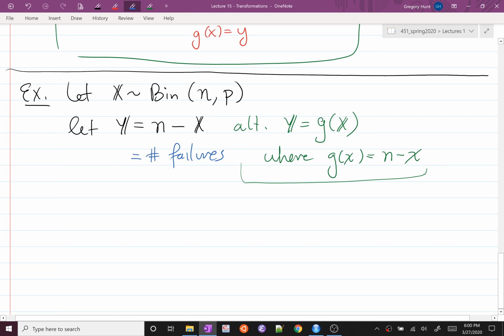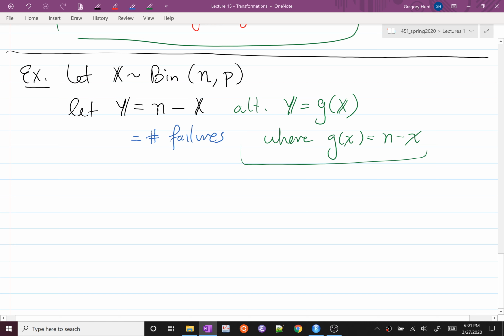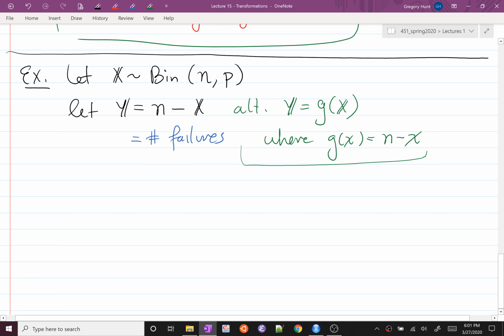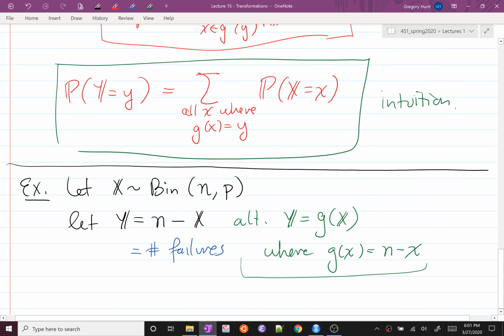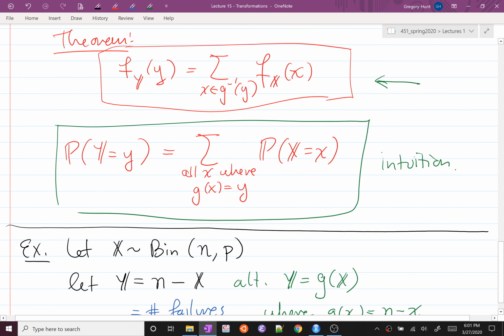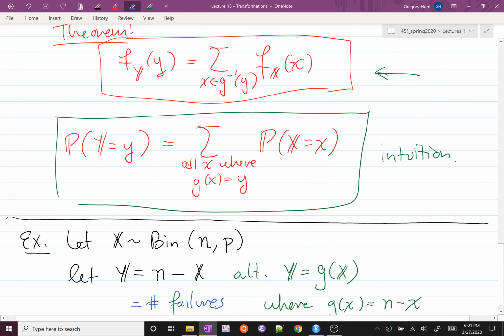If probability p is success, I do n independent trials. What's the number of failures I get? And that's just n minus the number of successes I get. So what's the distribution of y? Well, what do we need? We're going to apply our formula that we learned above here. And so what I need to do is figure out what this inverse image function, g inverse, looks like. And I need to know what my PMF looks like.